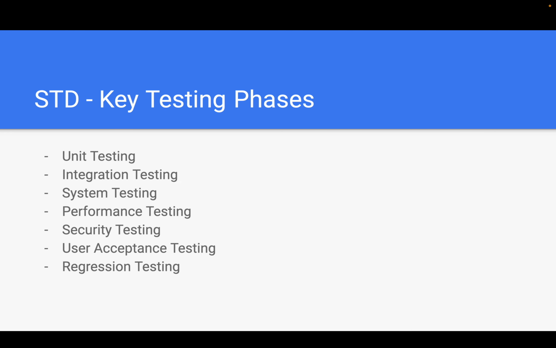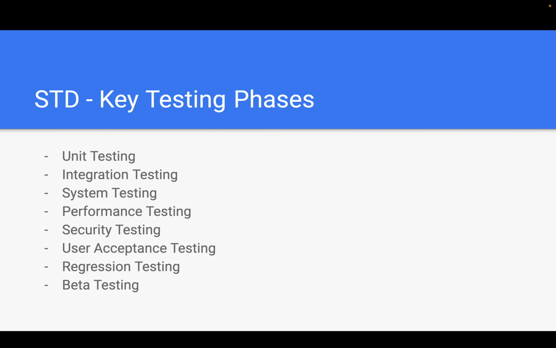Regression testing. Regression testing ensures that new changes or enhancements do not adversely affect the existing functionality of the system. We re-execute previously passed test cases to verify that recent changes have not introduced new defects. This phase helps maintain stability and reliability of the system over time.